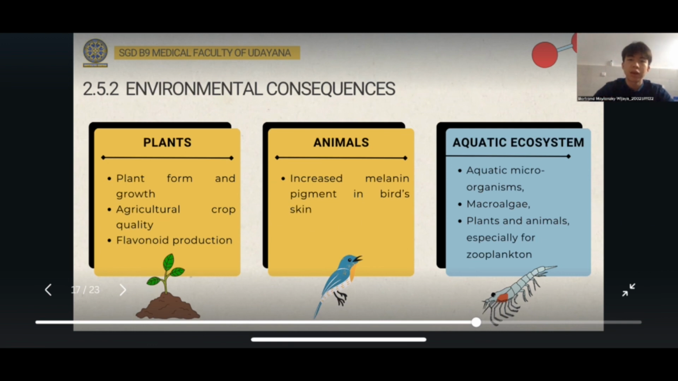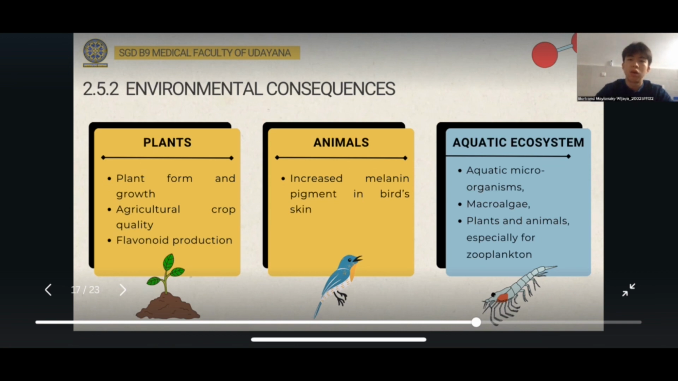UVB radiation affects the physiological and developmental processes of plants, especially for plants in higher elevations, such as changes in plant form and growth, agricultural crop quality, and flavonoid production. An experiment shows that in response to the exposure of UV radiation during their growth, the flavonoid profile of cultivar native differs based on their location in high or low elevations.